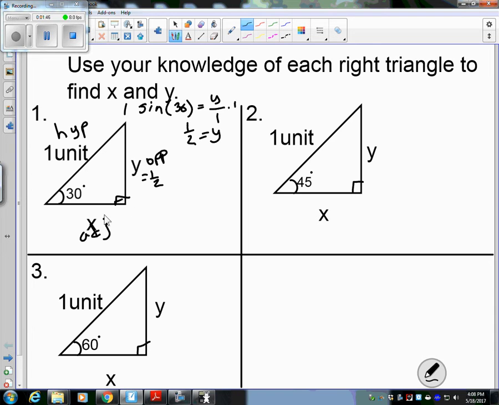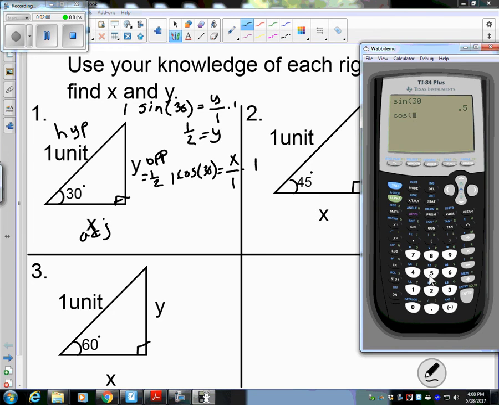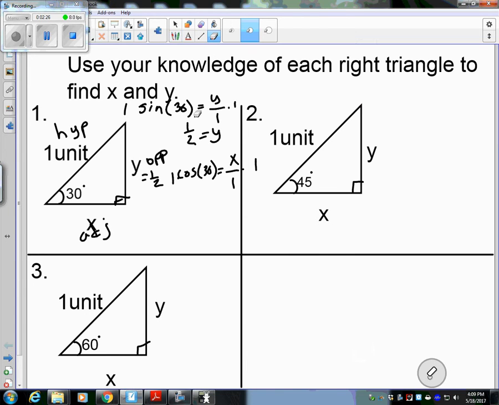Now to find x, we do the exact same thing with the adjacent over the hypotenuse. Cosine of 30 equals the adjacent over the hypotenuse. Looks pretty easy: multiply by 1, and we do cosine of 30. Oh, that's not an exact number. We can't write that down. We need exact values, and 0.866 isn't exact, so we've got to scratch that. We need a different way of doing this problem.